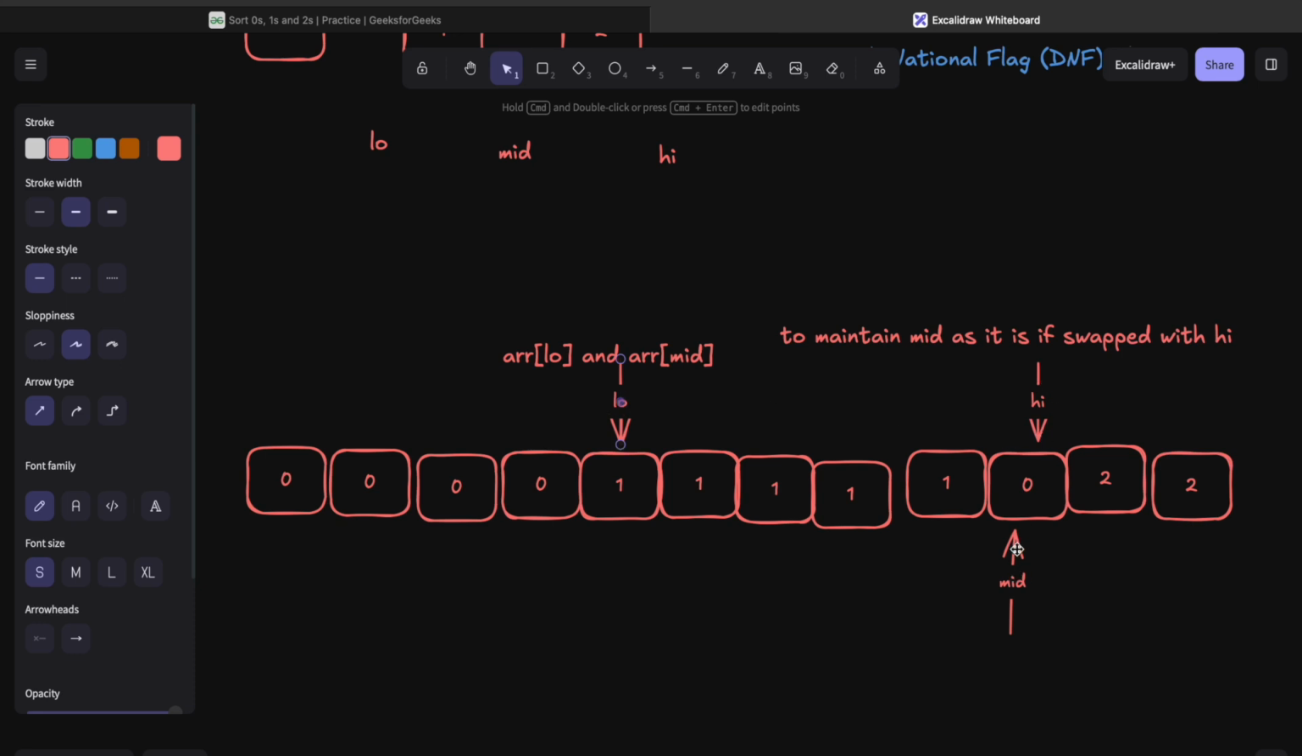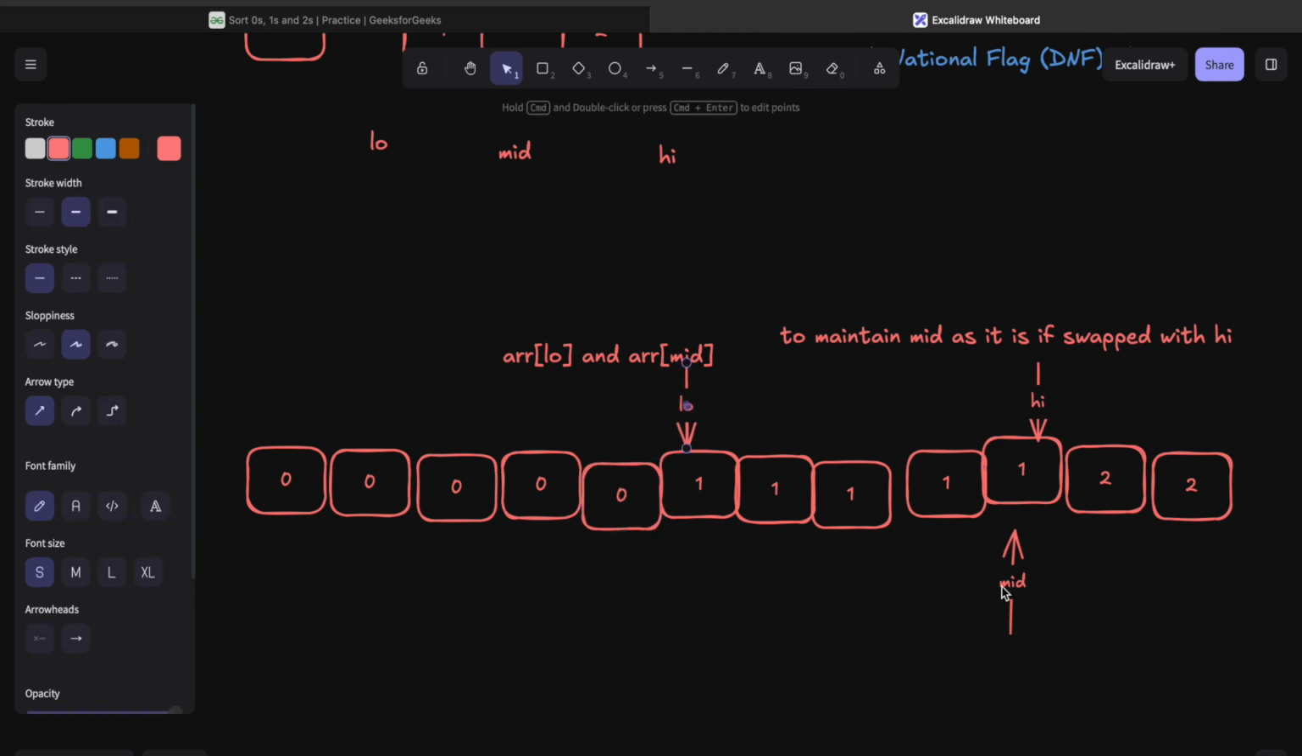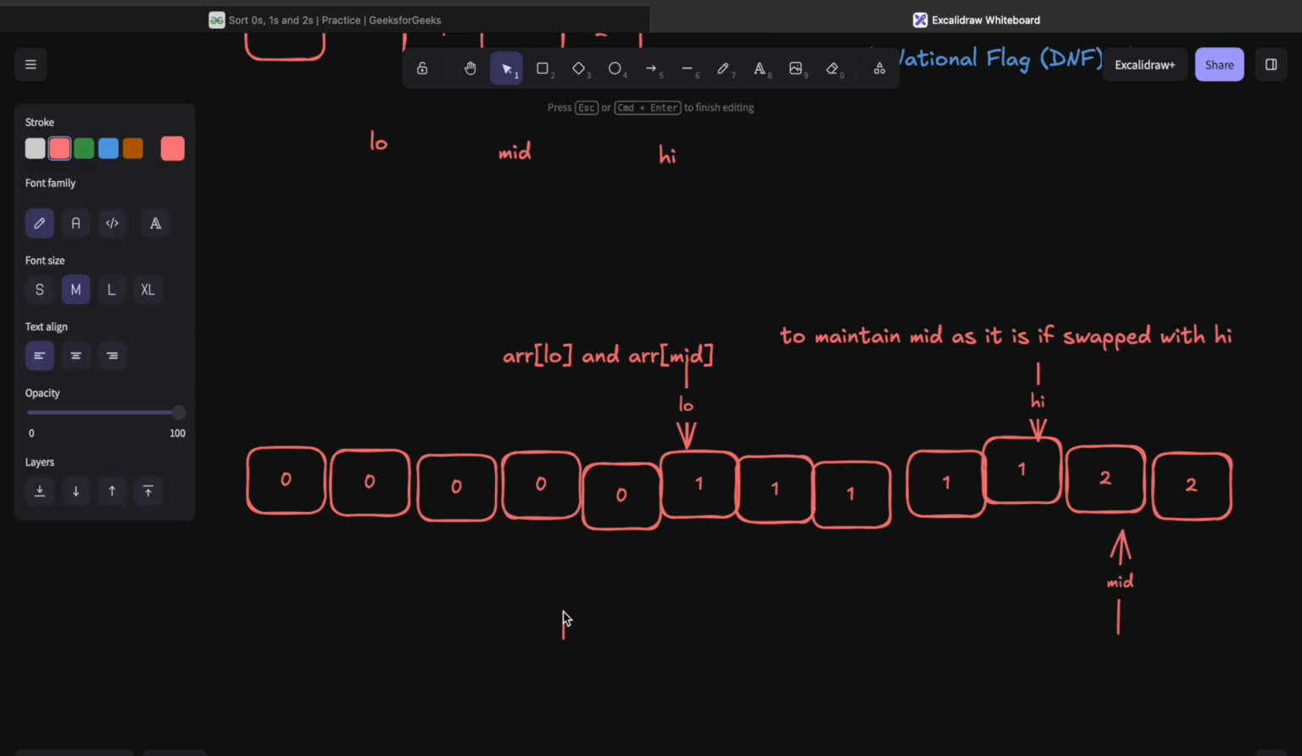If mid is equal to high, then also I have to check, right? So now I have again found a zero. I can just swap this and move both forward. Now since mid has crossed the high, we have thereby sorted the entire array.